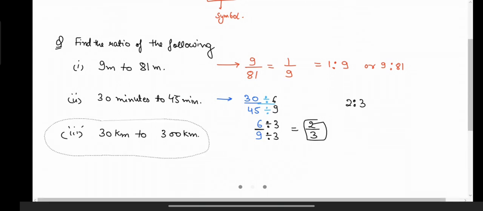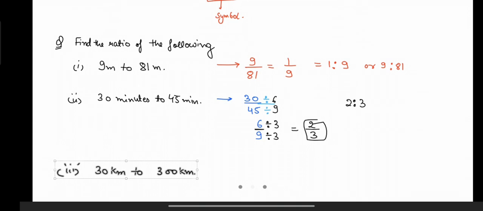Now let's do this third question. It says 30 kilometer to 300 meter. I believe that this is a very easy question. You just have to write 30 upon 300, because you are comparing 30 kilometer with 300 kilometer, and then you will get 1 upon 10. So your ratio is 1:10.